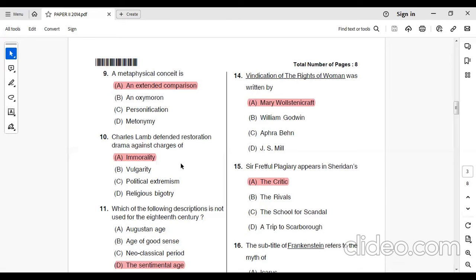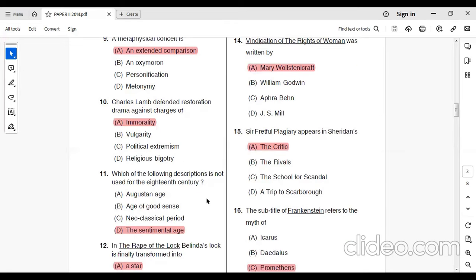Now, Charles Lamb. Charles Lamb defended Restoration drama against the charges of immorality. Question number 11. Which of the following descriptions is not used for the 18th century? The answer is here. The sentimental age is not used for the 18th century. That means to say the Augustan age, age of good sense, neoclassical period are used to describe the 18th century.